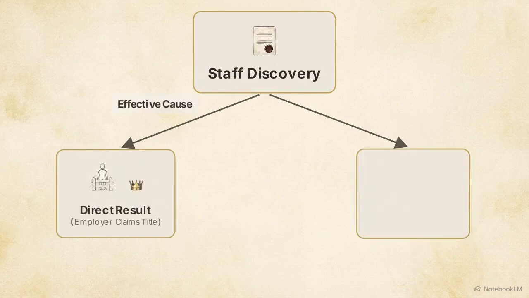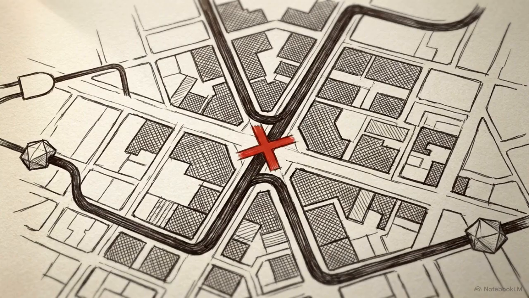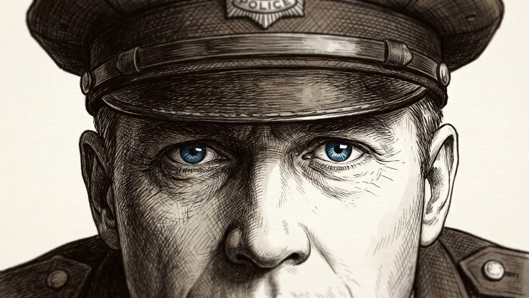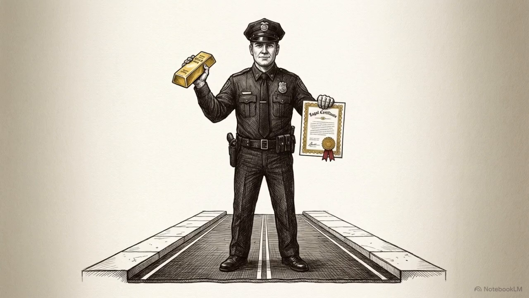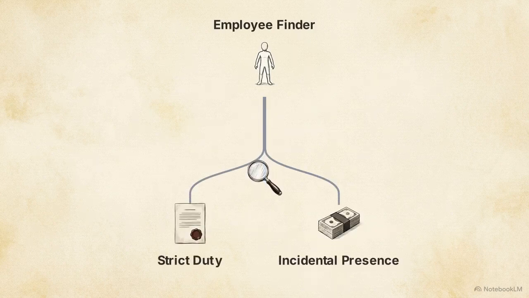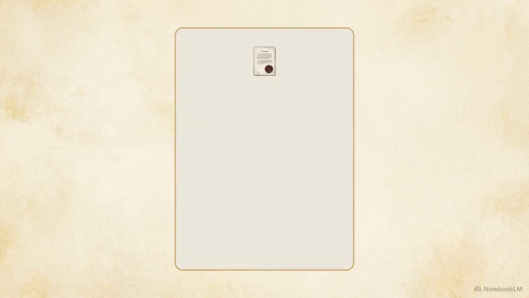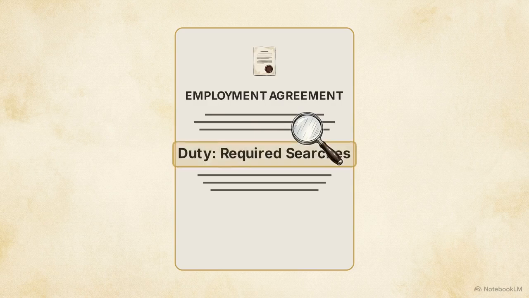For the employer to claim title, the employment must be the effective cause of the finding, not just the incidental opportunity. The officer's patrol duties placed him in the physical location of the ingot, but those duties did not cause the act of finding it. Any member of the public walking by could have made the same discovery. Despite being in uniform and actively on duty, the court granted the police officer individual title to the gold ingot. The boundary separating strict duty from incidental presence is exceptionally narrow. An employment contract only captures possessory rights if the act of discovering lost items is inherent to the job description itself.